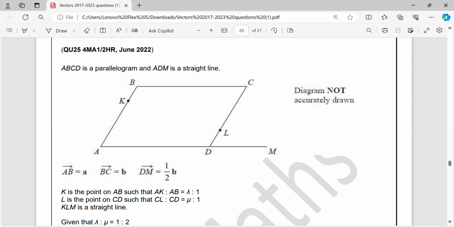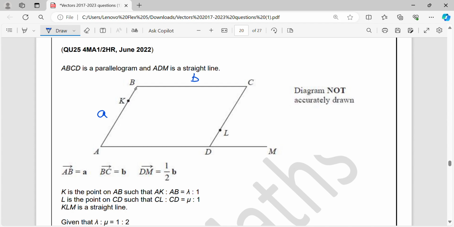Okay, this is question 25, paper 2HR, June 2022. ABCD is a parallelogram and ADM is a straight line. The position vector of AB is a, and the position vector of BC is b. Because it's a parallelogram, the opposite sides are equal.